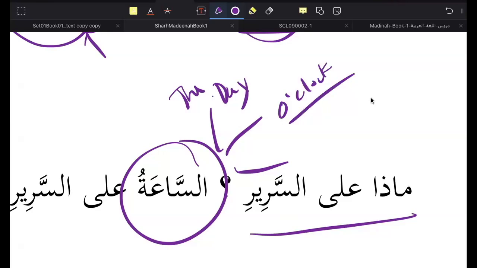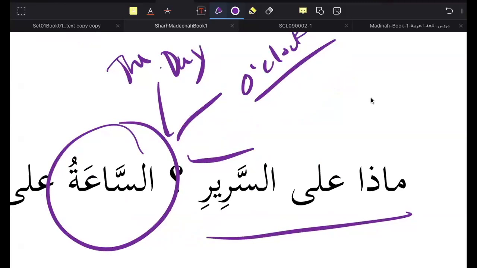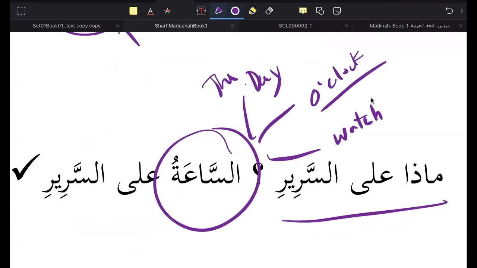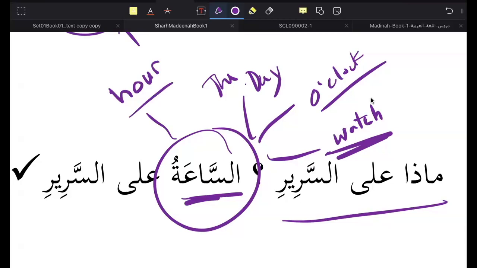As-sa'a as-sabi'a, 7 o'clock. As-sa'a also means watch, the one that you wear on your hand or on the wall. That's also as-sa'a, watch. Yes, naam. Here, as-sa'a is coming with the meaning of watch. But another very popular or common usage is hour. Like you have a second, minute, and hour. So as-sa'a would be the hour. Okay, makes sense? Daqiqa would be minutes.